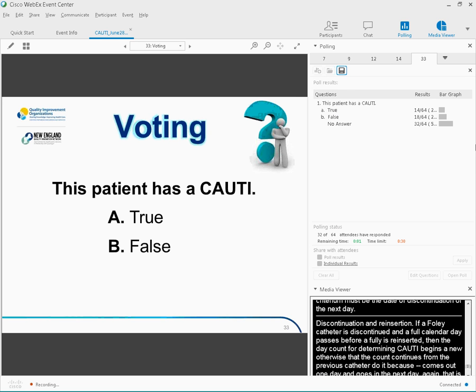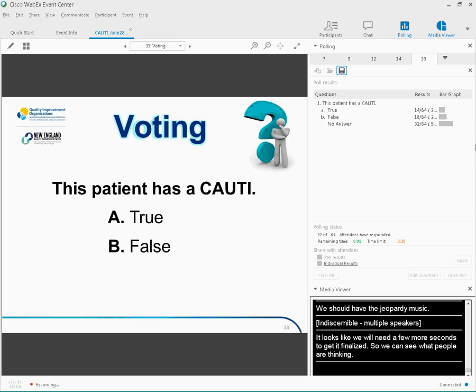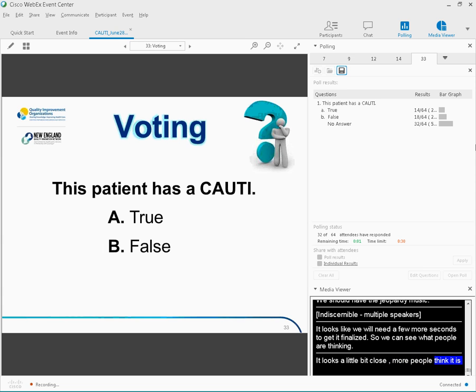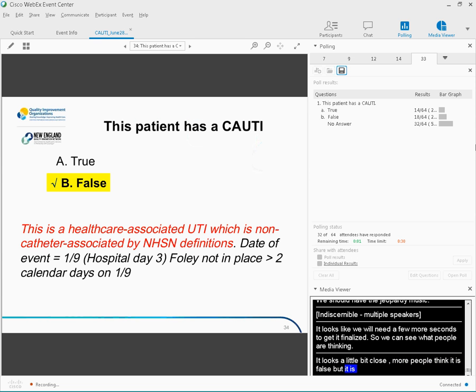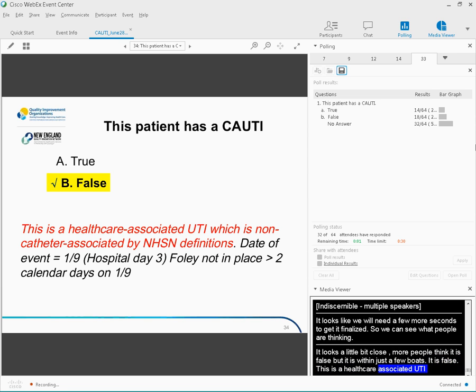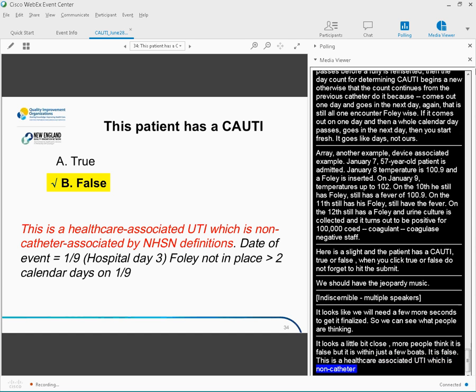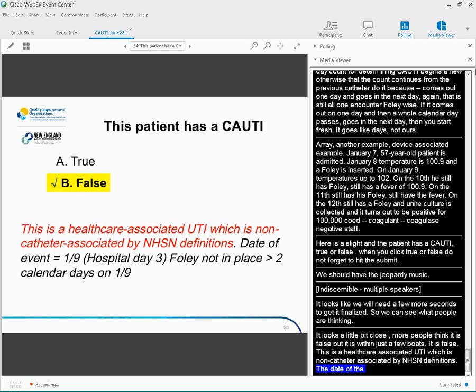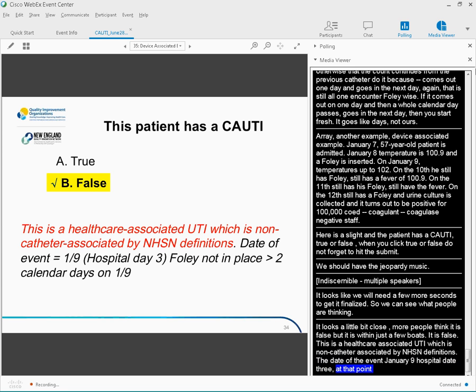Okay, so, it looks a little bit close. More people think it's false, but it's within just a few votes. It is false. This is a healthcare-associated UTI, which is non-catheter-associated by NHSN definitions. The date of the event, January 9th, is hospital day 3. At that point, the Foley had not been in place for more than 2 calendar days.